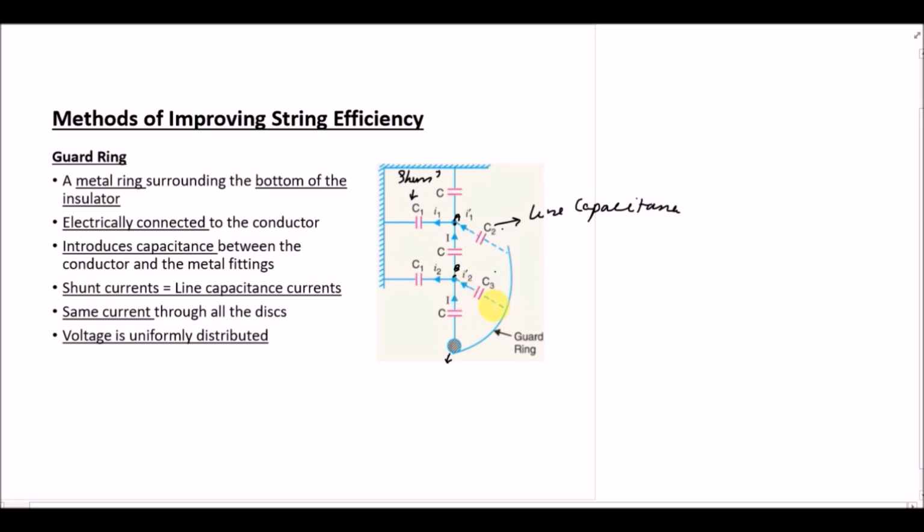What it actually does is make the shunt capacitance current, which in this case is small i2, equal to the line capacitance current, which is i2 dash. If these two currents are equal, then the current I, capital I, which is passing through the self capacitances, will be approximately the same, and then the voltage distribution along all the discs will be the same. So we have increased the string efficiency of the string insulator, and the voltage is uniformly distributed. This was the last method of improving the string efficiency.